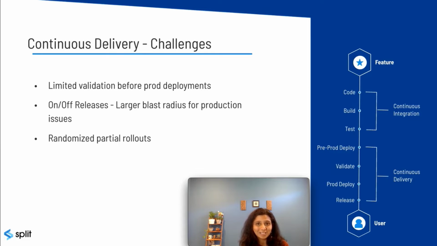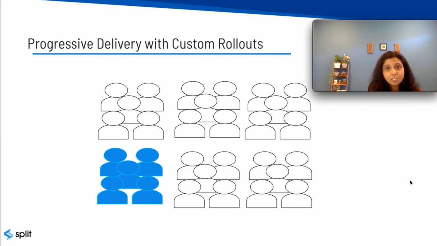The answer again is with feature flags and custom rollouts. With advanced feature flagging capabilities such as that of Split, you not only have the ability to choose what percentage of users that you would like to roll out a feature to, but also choose who exactly those targeted users are. So when you have a new feature, you can start off by rolling this out to the developers who have built this feature.